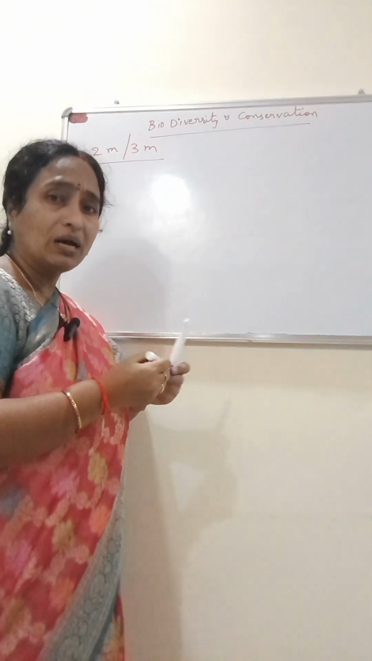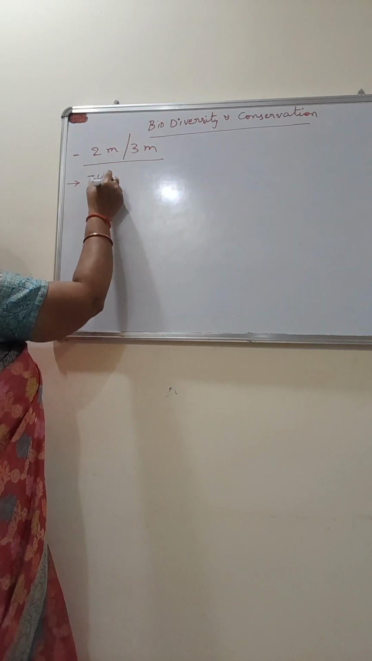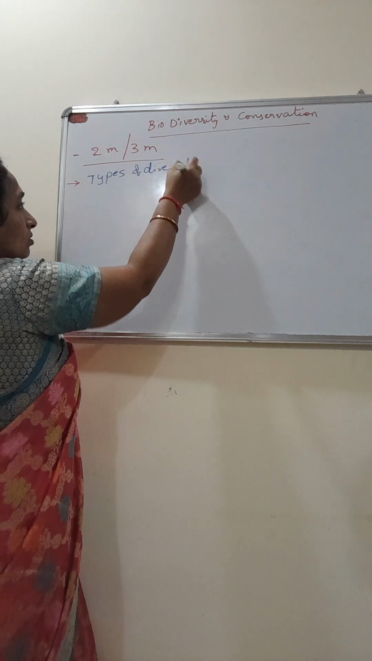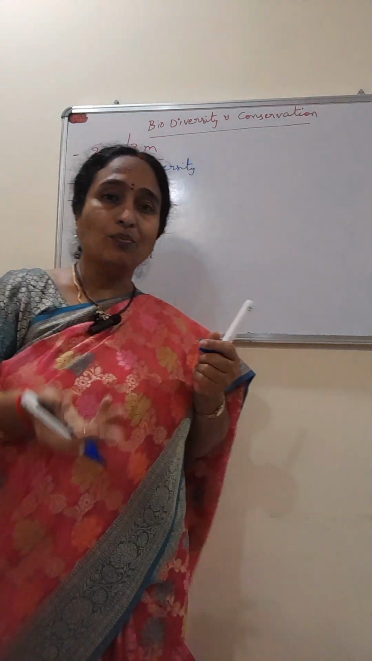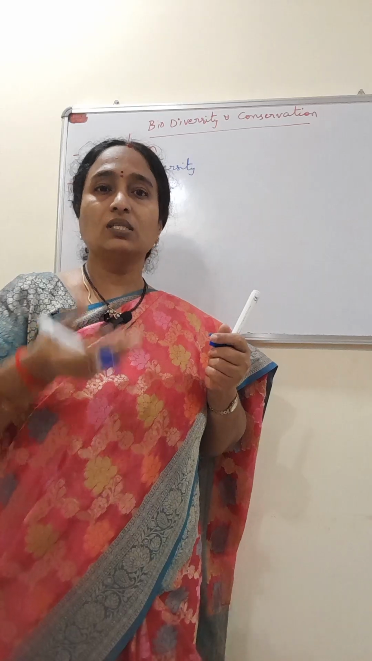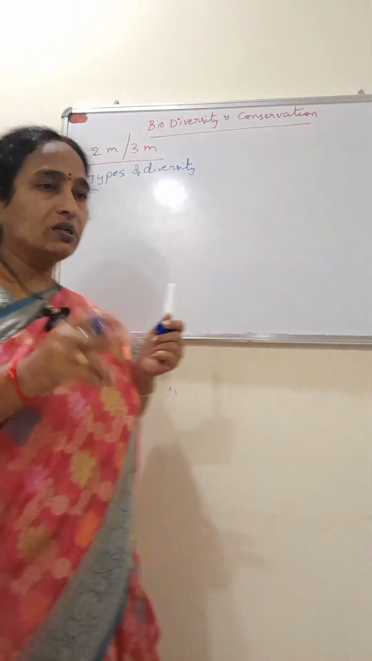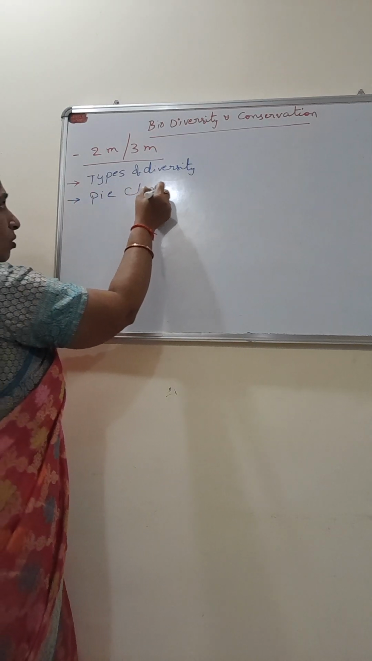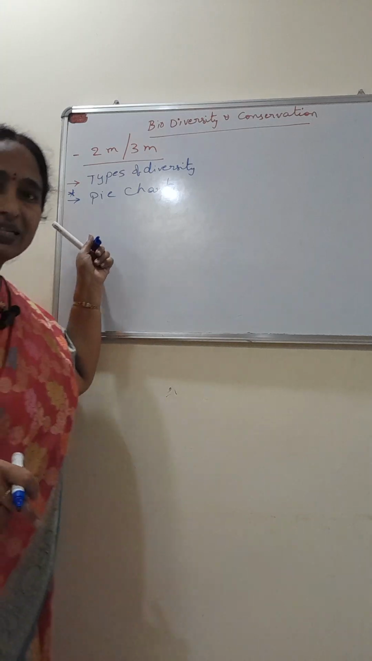First, you have to go with the types of diversity. It is important even for 1 mark questions: genetic diversity, species diversity, and ecological diversity. Please prepare for that. Next one, pie charts. Make a note of these pie charts. I am giving you the star mark here for the pie charts.